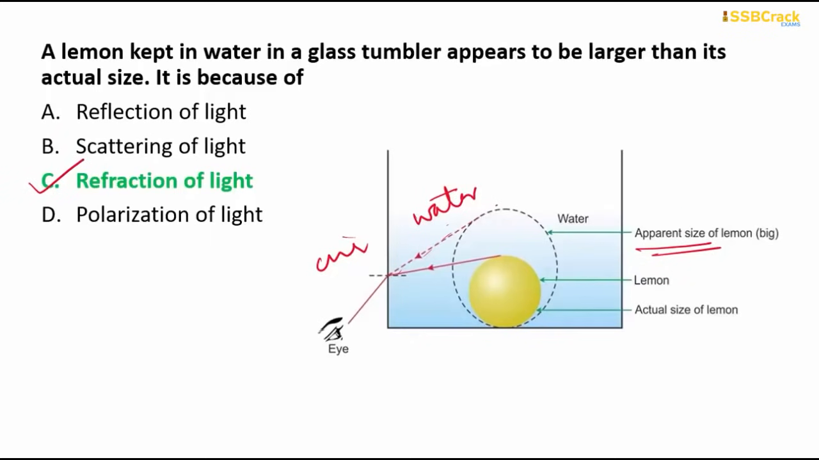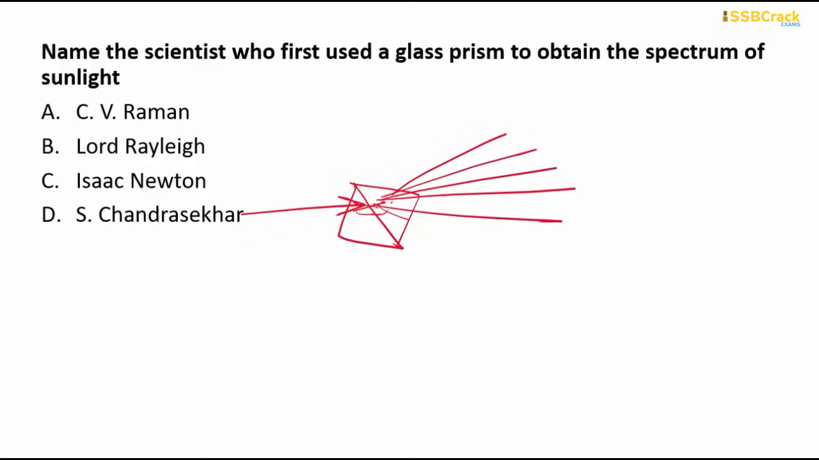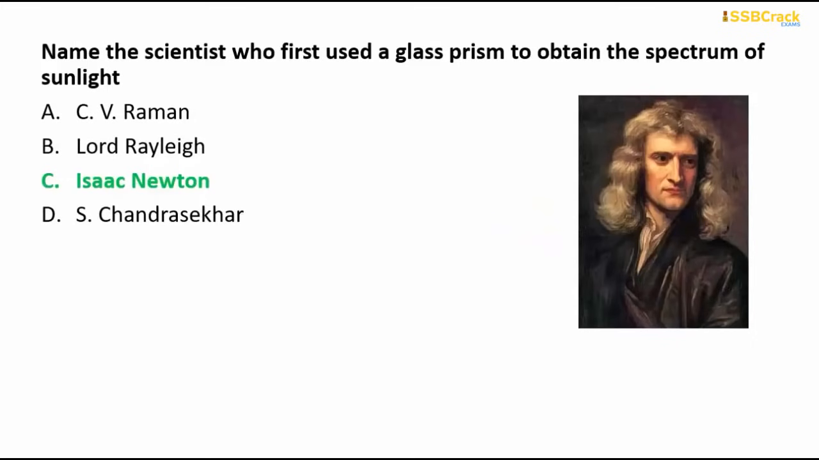Now going on with the next important question: name the scientist who first used a glass prism to obtain a spectrum of sunlight. We can know about the glass prism, if you already remember, that if a white light ray is incident on it, it will undergo different refractions in it, and after that we can see the different colors of light being spread out. So by this experiment we can see the spectrum of sunlight. So who was the first scientist who demonstrated this experiment? He was option C, Isaac Newton. Isaac Newton was the first person to use a glass prism to obtain a spectrum of sunlight.